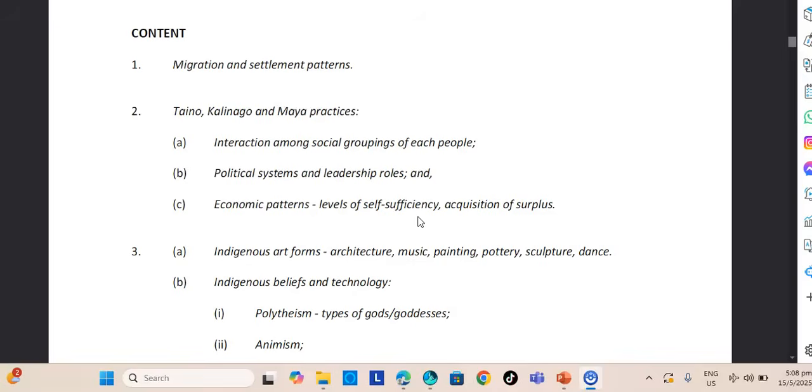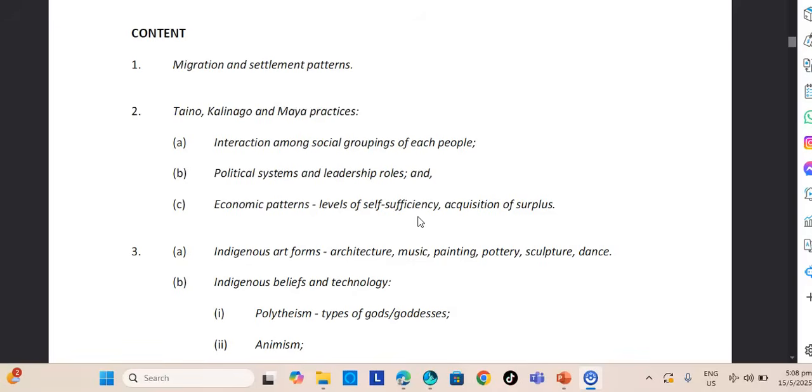Surpluses were used to support the cacique and nobility, host religious and social festivals, and engage in trade with other villages or highlands. So whatever was left over was used to support the cacique, host religious and social festivals, and engage in trade with other villages. So this surplus enabled a redistributive economy where leaders could provide for their people in times of need.